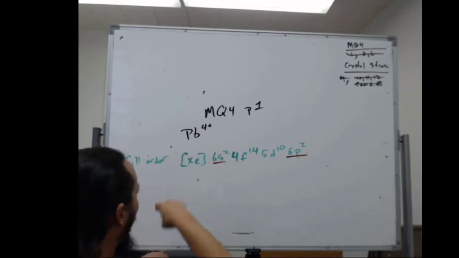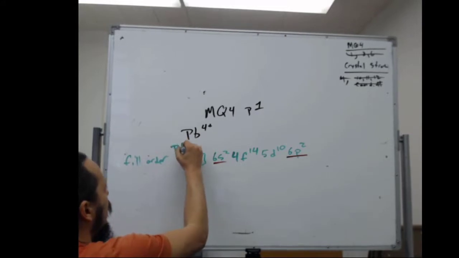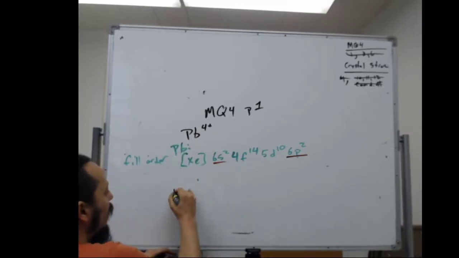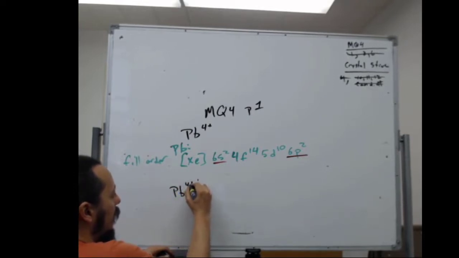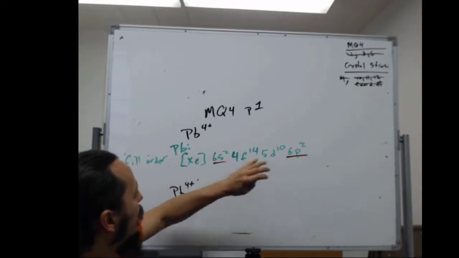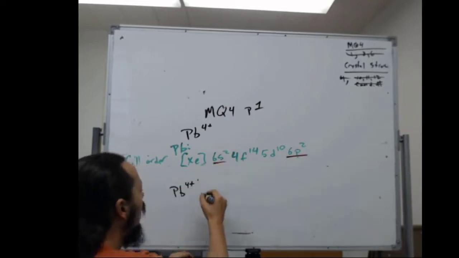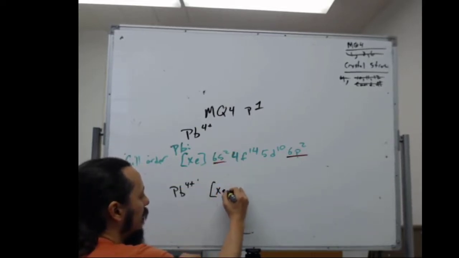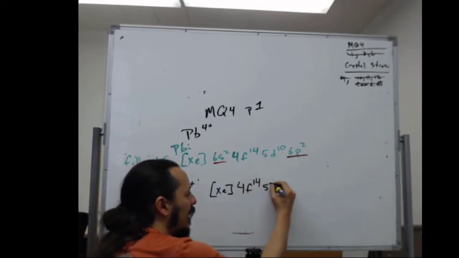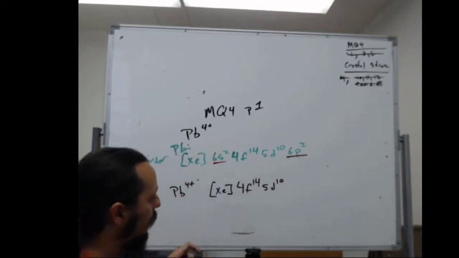The order, what I have here, this is just for lead. If we wanted to look at lead 4+, if I did 2+, I'd lose those two. If I did 4+, I'd lose those two. So I would have xenon 4f14, 5d10.